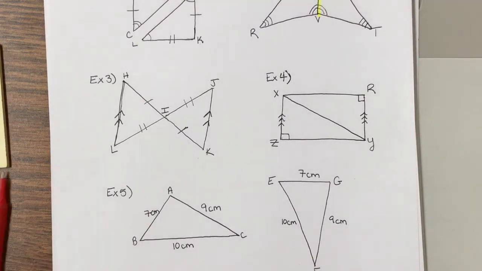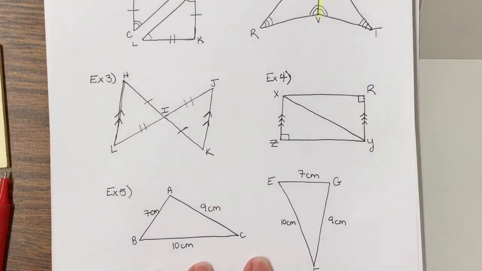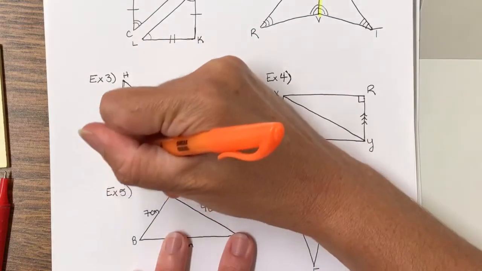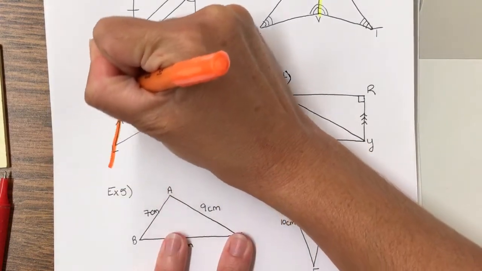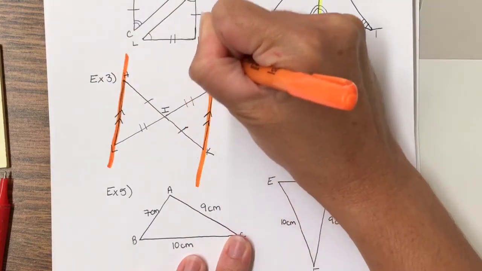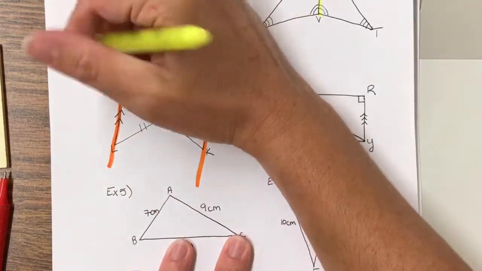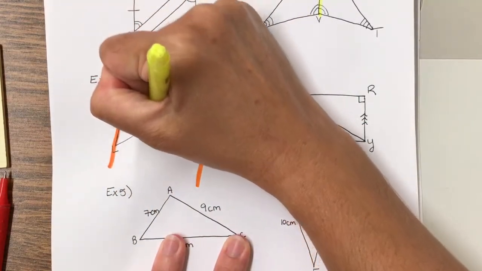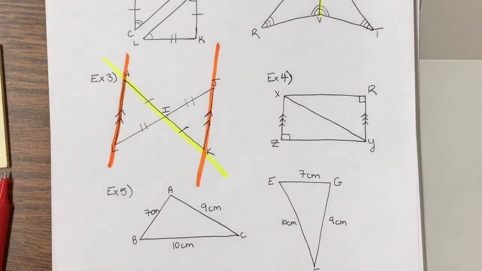So let's start with our parallel lines. When it comes to parallel lines, it's always better if you extend your picture. So notice how I'm extending my parallel lines, and then also I'm going to extend my transversal. What that allows is it allows me to see those congruent angles.